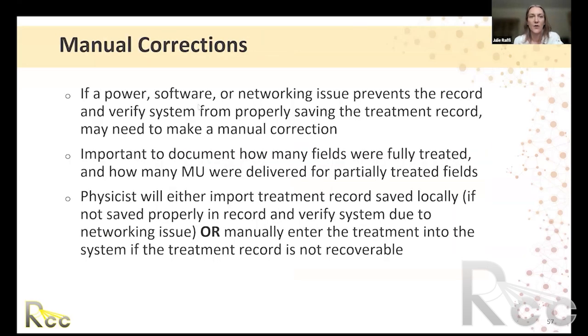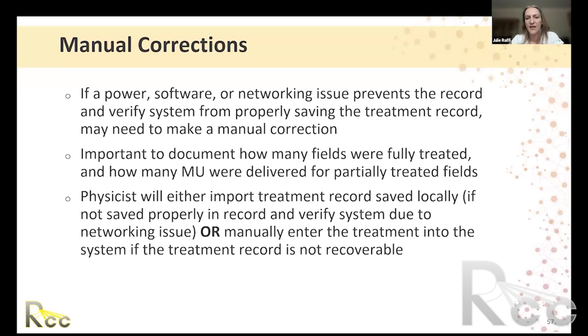So if you have a power or software networking problem that prevents the treatment record from being recorded, you may need to make a manual correction in the system. Anytime there's some sort of interruption that prevents the treatment history from being recorded properly, the therapist should notify the physicist to make sure they investigate and see if it was recorded properly or not. So we want to document how many fields were fully treated, how many monitor units were delivered for partially treated fields. And then the physicist can either import the treatment record if it was saved locally. Sometimes it will save just on the local console if the networking system isn't working.